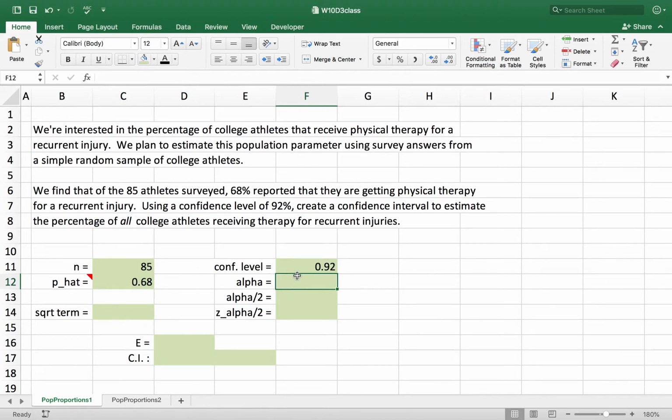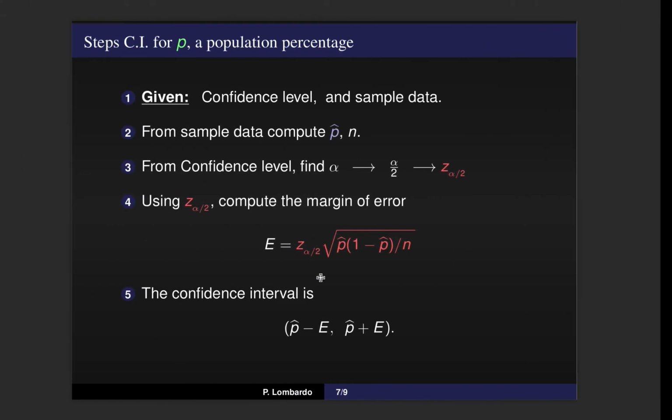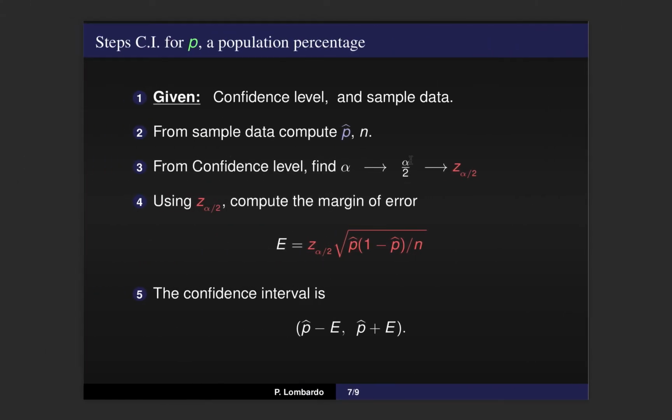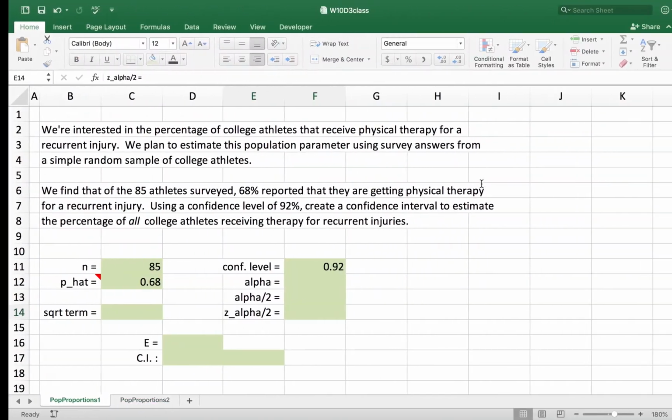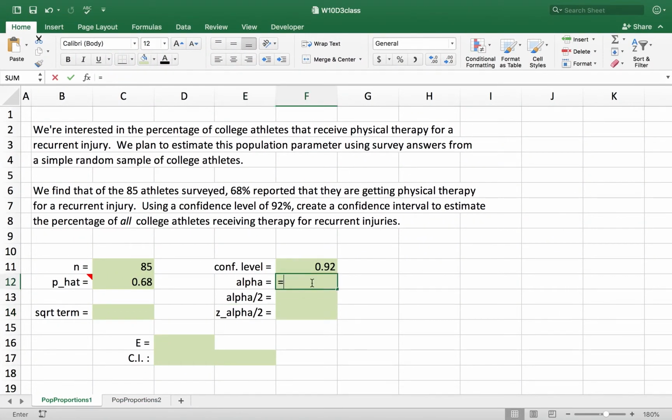Now, what I want to do is first determine our z alpha over 2, our critical value. So keep in mind, from our confidence level, we use our usual process. And when we know we're doing a z alpha over 2, we use norm.s.inverse to compute our value. So if alpha is the missing percentage, we can do 1 minus confidence level. So we have 8% that needs to go in the two tails. Take that 8%, divide it by 2. So we have 4% in each tail.